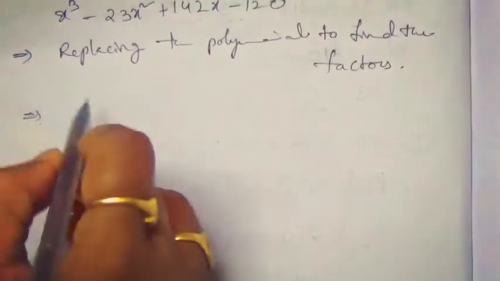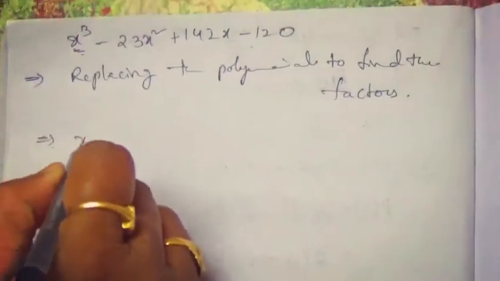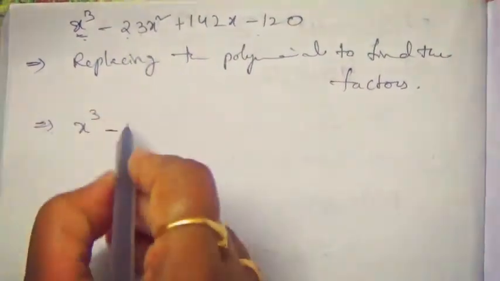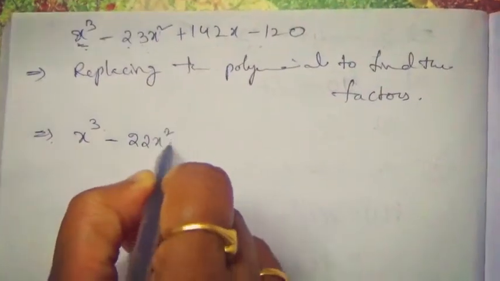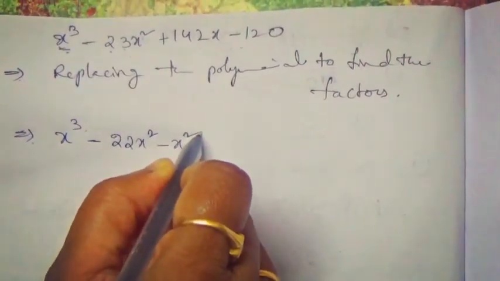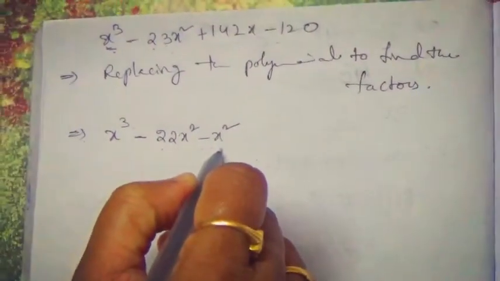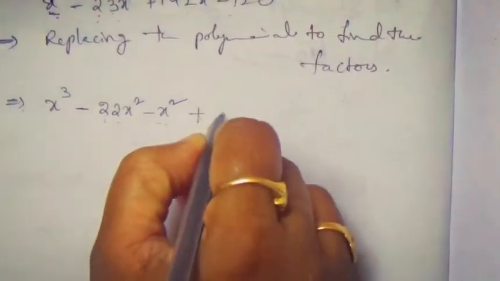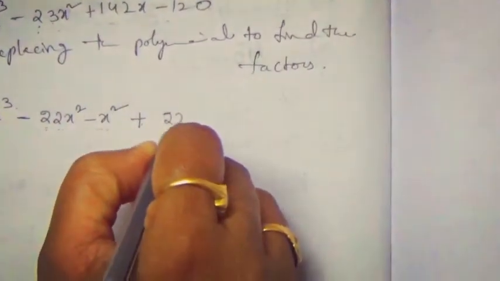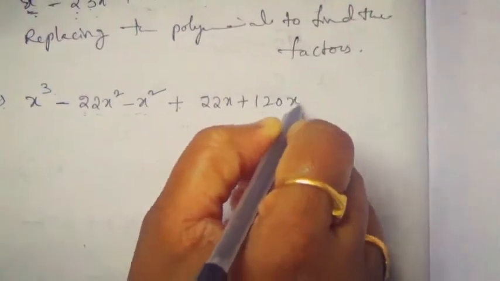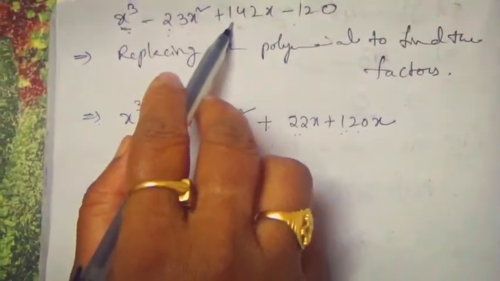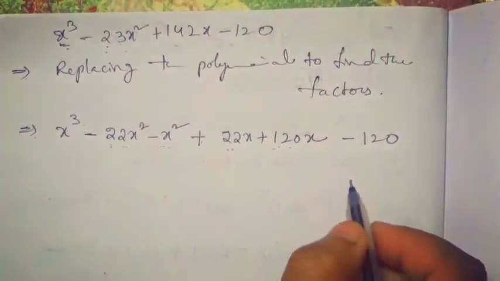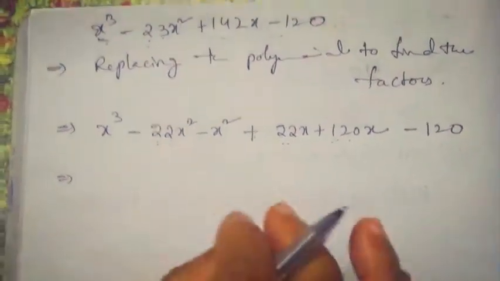So I am taking x cube as it is, but minus 23x square I am taking as minus 22x square minus x square. Minus 22x square minus x square gives minus 23x square. Plus, I am taking this 142x as 22x plus 120x. The addition of these two gives plus 142x, minus 120. I am doing this just for convenience.